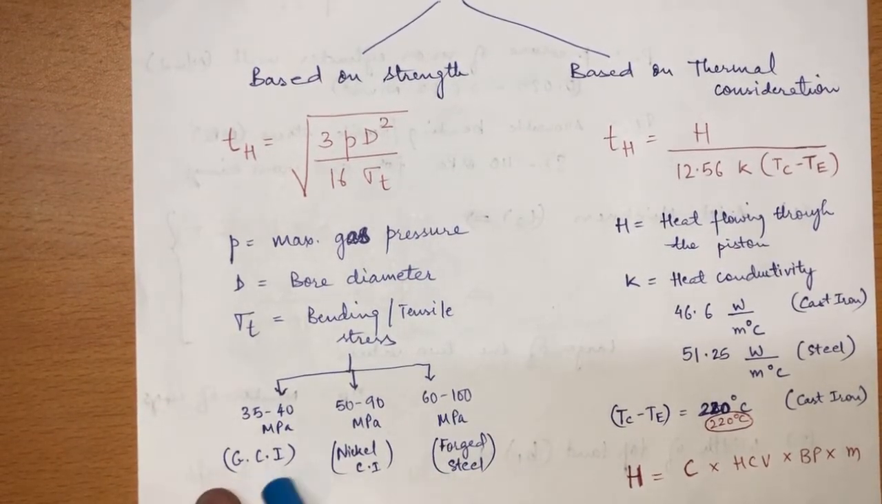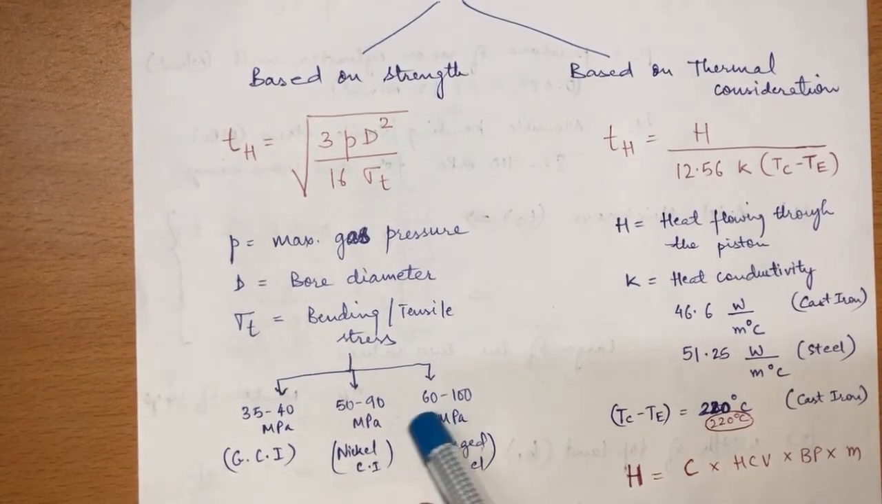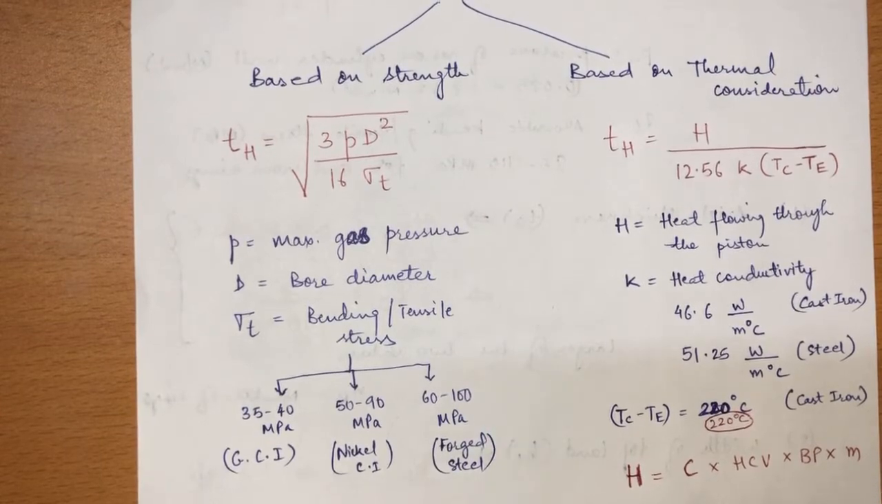If it is a gray cast iron, the sigma t value will be in the range of 35 to 40. For the case of nickel cast iron, it will be in the range of 50 to 90 megapascal, and for forged steel, it will be from 60 to 100.